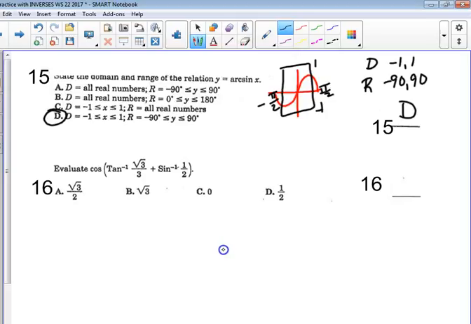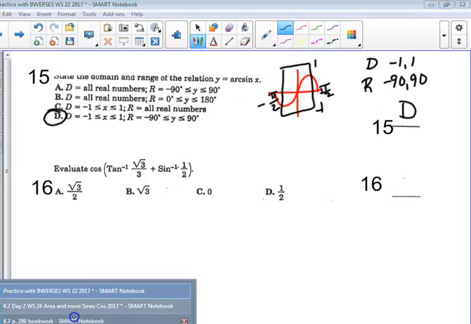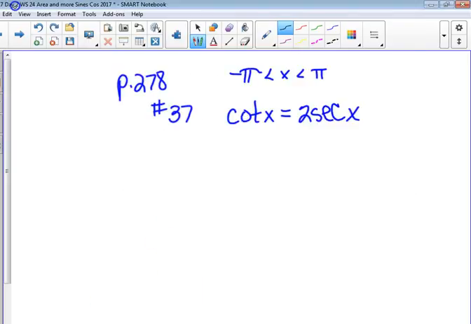Anything else? Anybody have a question on anything about the homework check? You can turn it in tomorrow and it won't be late. But we are today going to talk about worksheet 24. Does that sound right?